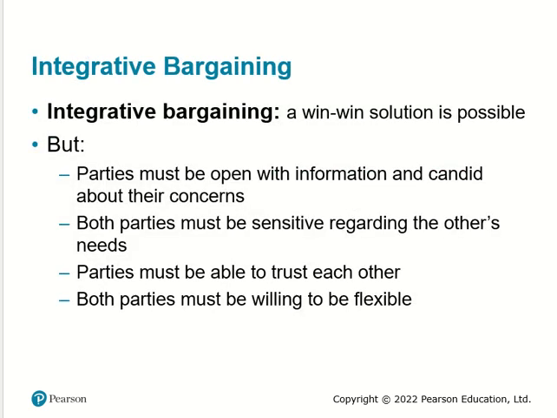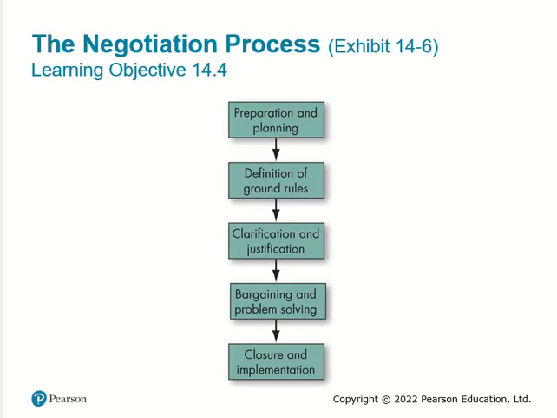So in integrative bargaining, a win-win situation is only possible, but you need to know that both parties must be open, both parties must be very sensitive to one another, both parties must be able to trust each other, and both parties must be willing to be flexible with any kinds of discussions and ideas that are shared during the bargaining. So this slide provides a simplified model of the negotiation process.